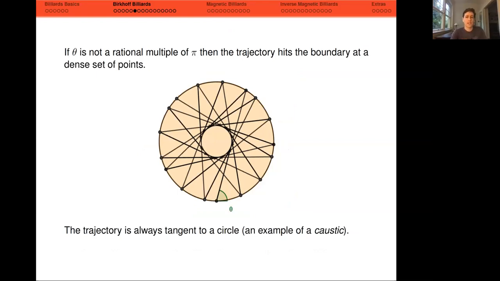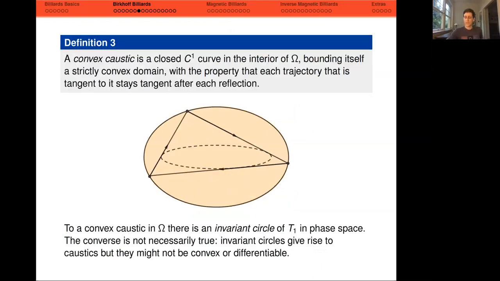And one thing to notice is that in this picture here, every one of the trajectories is going to be tangent to this circle in the middle. And this circle is an example of what we call a caustic. And in billiards, understanding caustics is sort of a gateway to understanding integrability. So when we talk about caustics in billiards, a convex caustic is going to be a closed C1 curve on the inside of our billiard table, so that every trajectory that is tangent to that caustic is also going to be tangent to the curve after reflection.